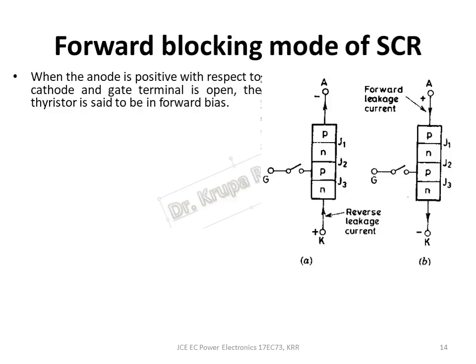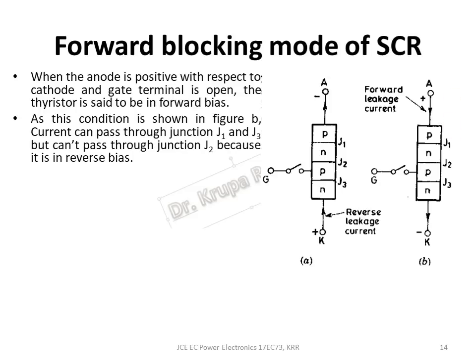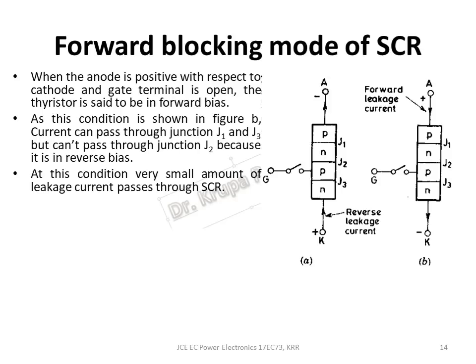When the anode is positive with respect to the cathode, the gate terminal is said to be open here, and the thyristor is said to be forward biased. Because of that, you will have the junctions J1 and J3 forward biased, and junction J2 reverse biased, and hence the current cannot flow from anode to cathode. This is the condition when we call it the forward blocking mode of SCR.